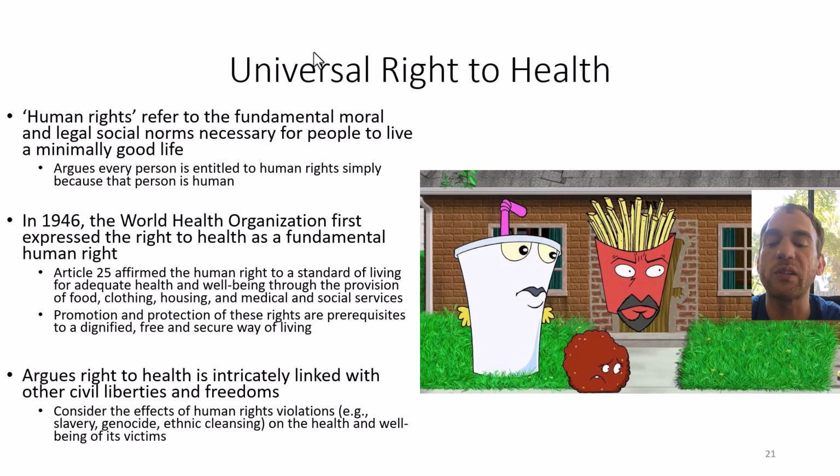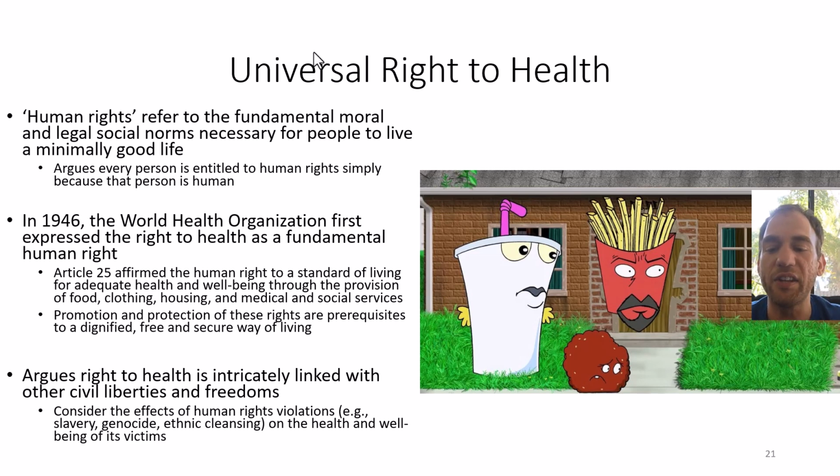This framework argues that the right to health is intrinsically linked with other civil liberties and freedoms. They consider the effects of human rights violations, slavery, genocide, ethnic cleansing on the health and well-being of its victims. So in the 40s, coming out of World War II, you get the development of these new international institutions that exist with us today. They're basically creating the Human Rights Charter and all these other things.